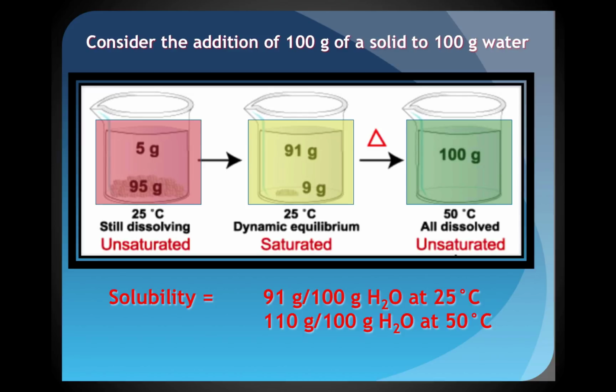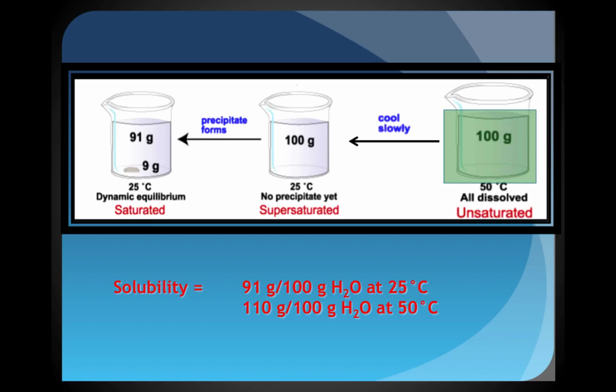At this point, we have an unsaturated solution. We have less than the maximum amount dissolved. Remember, the solubility at 50 degrees is 110 grams. Since I only have 100 grams of the solute dissolved, this is an unsaturated solution. This represents our third beaker again. 50 degrees, all 100 grams have been dissolved, an unsaturated solution.